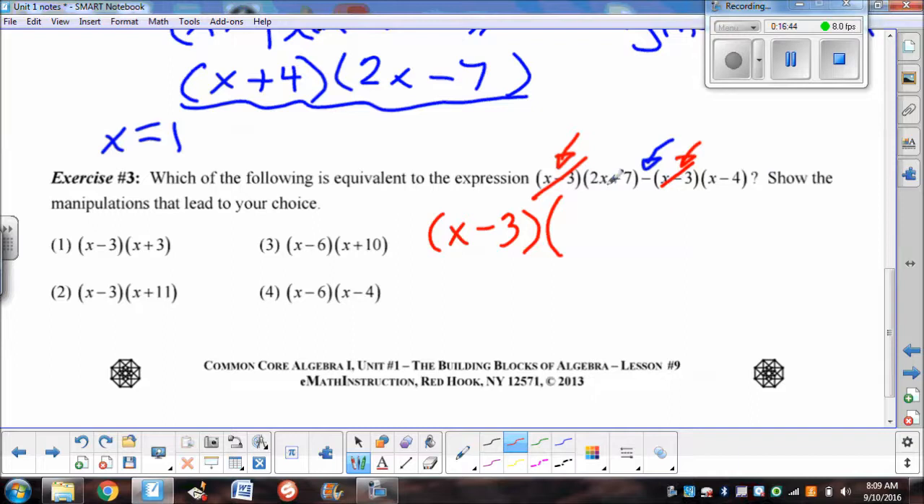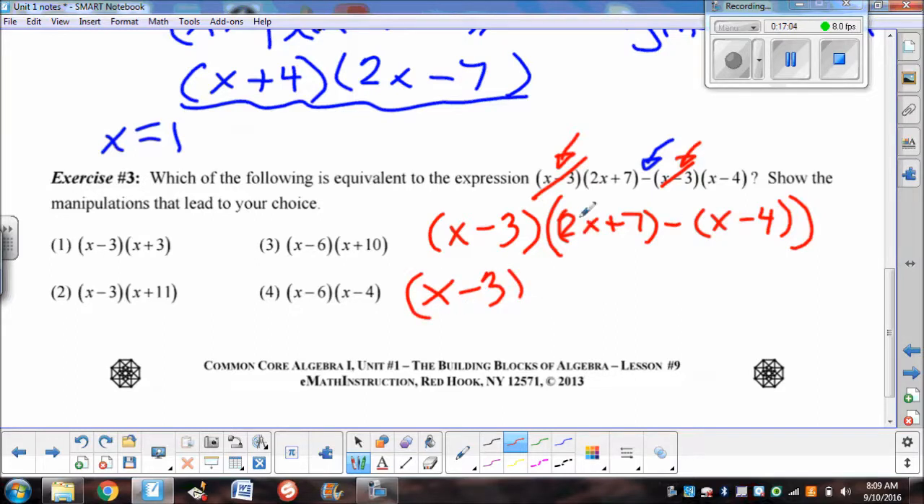Now, what's left over? Again, read from left to right. 2x plus 7. Don't forget that minus sign. And then x minus 4. And you must have all these parentheses. Now, let's clean it up. X minus 3, nothing to do with that. But now, 2x minus x. Let's be careful. 2x minus x is x.